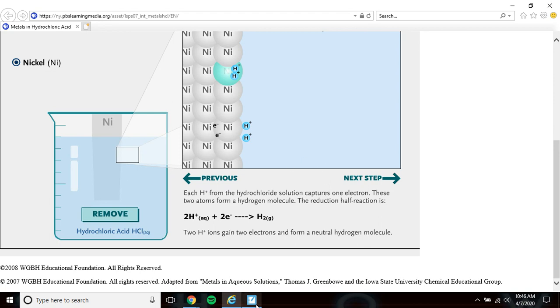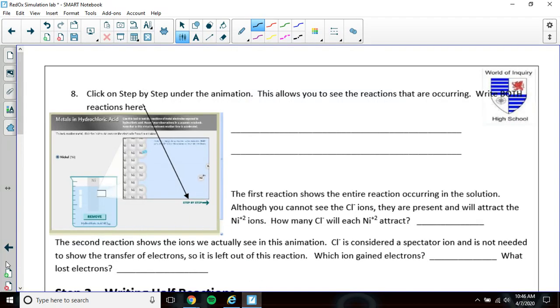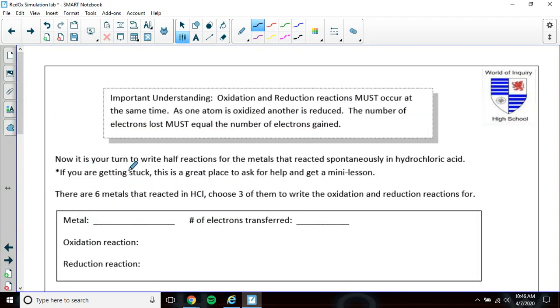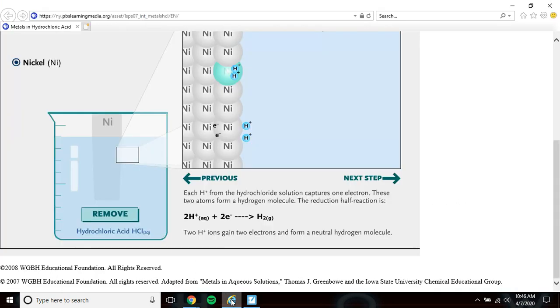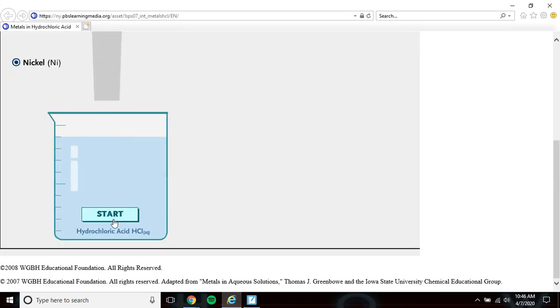Okay, so I'm going to go to the next page of the lab. It says now it is your turn to write half reactions for the metals that reacted spontaneously. If you get stuck, this is a great place to ask for help and get a mini lesson. There are 6 metals that reacted. Choose 3 of them and write the oxidation and reduction reactions. So let's go back and just pick. If I remove this guy, I know I can do iron, magnesium. We already did nickel and lead. So let's do iron, magnesium, and lead.